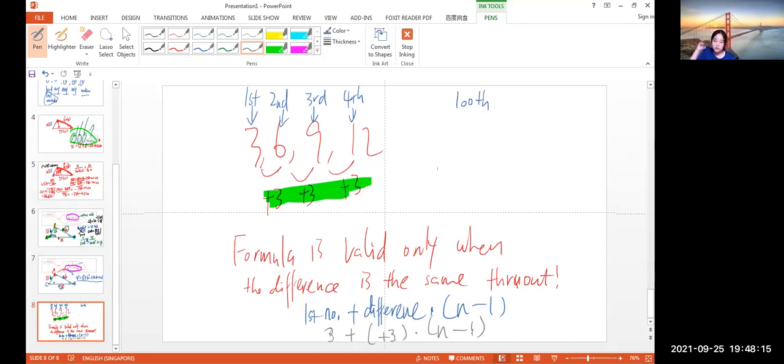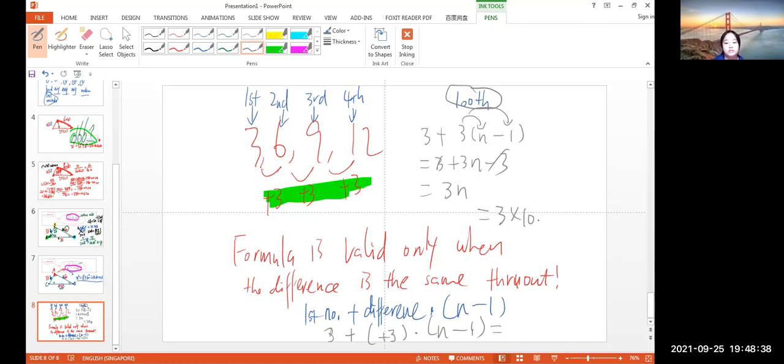So continue, n minus 1. So with this, you just need to simplify. Okay, how do you simplify? So it's 3 plus 3, let me just tidy up a bit. So this is 3 plus 3n minus 3. So you will realize 3 and minus 3 cancel. You end up with 3n only. Okay, so now they ask for the 100th one. So you just do 3 times 100, 300. Make sense? So the 100th number is 300. All right. Does it make sense to you now?